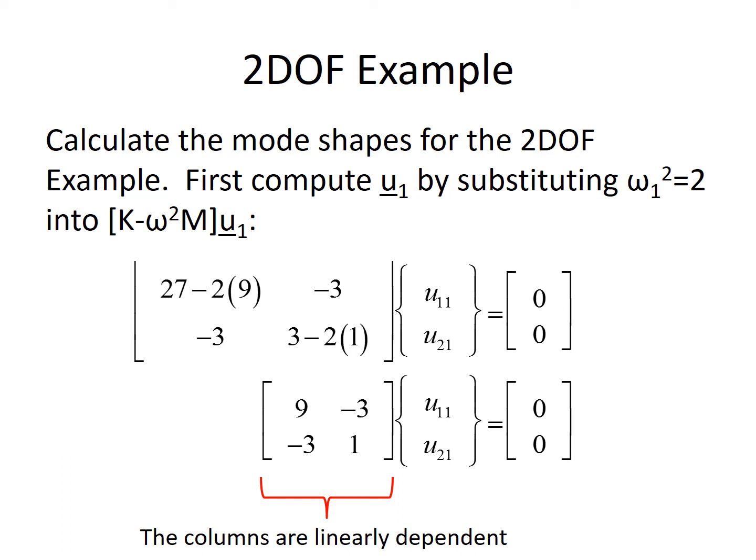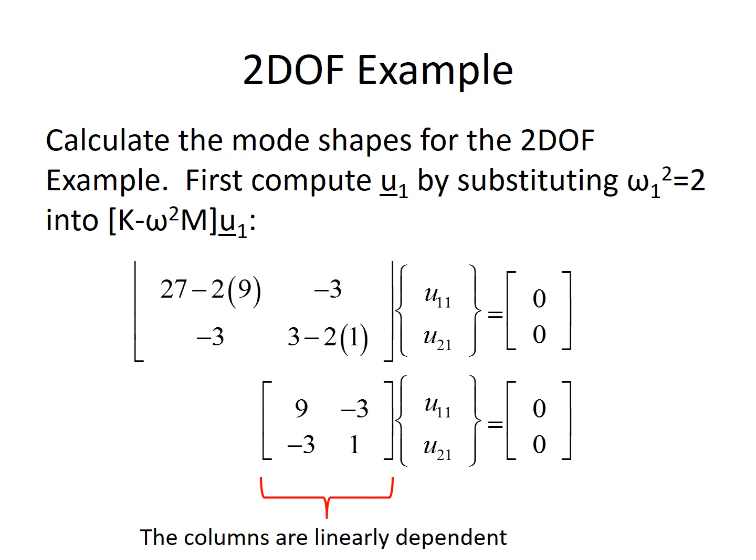We can solve for the first mode shape by substituting the value of the first natural frequency squared back into the matrix equation K minus omega 1 squared m. The result is a 2 by 2 matrix. The product of this matrix and the first mode shape U1 is equal to the 0 vector. Recall that the determinant of this matrix is 0. You can check your calculation at this point by confirming that the matrix is indeed singular.